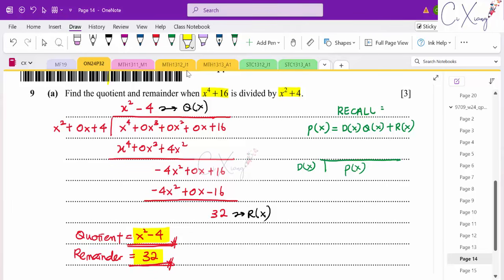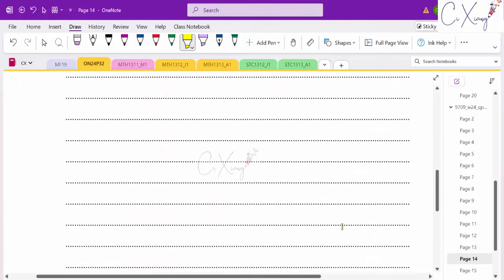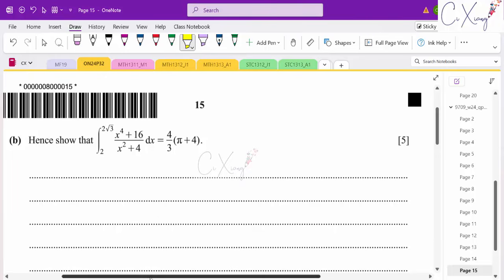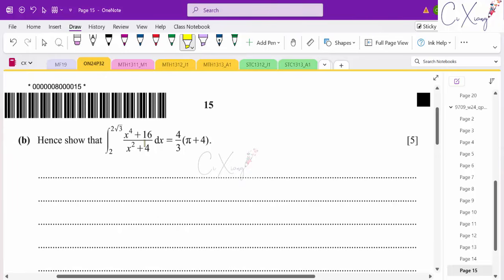Right, so this is what we have for part A. Then let's continue to part B. Okay, part B. Hence, show that this integration will get this final answer. And you see the word hence, right? That means for this integration, you generally have to use the result in part A, so that you can continue with the correct integration technique or method. Okay, so let's start here.